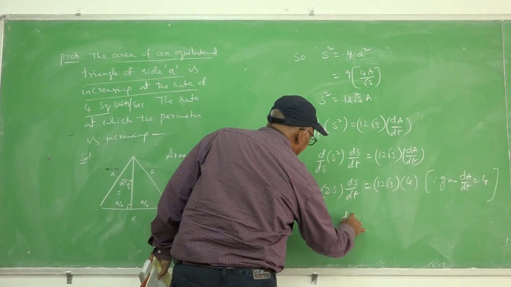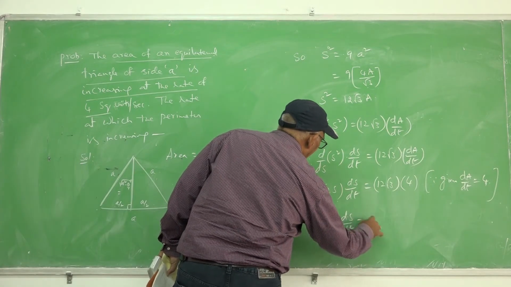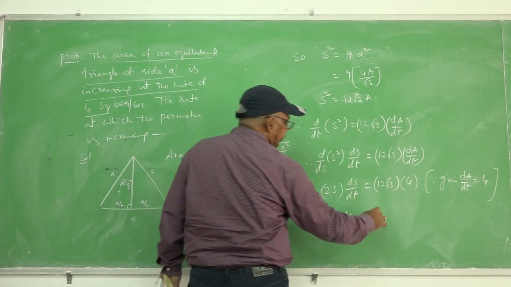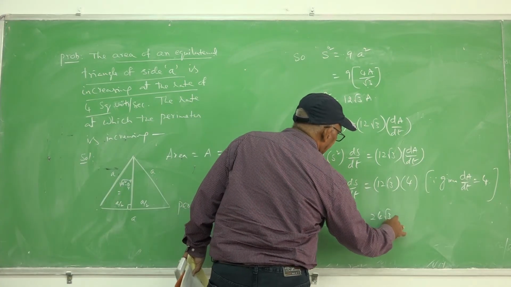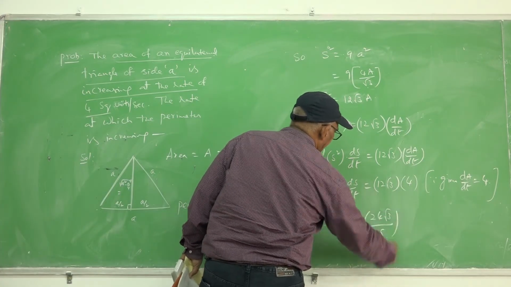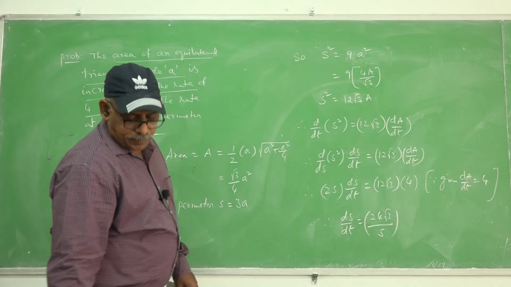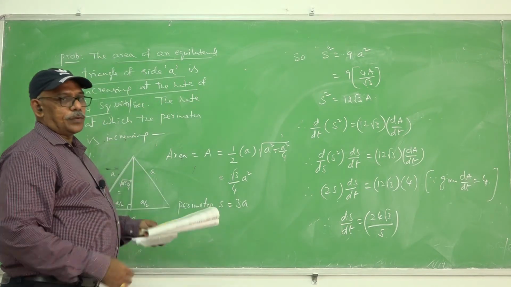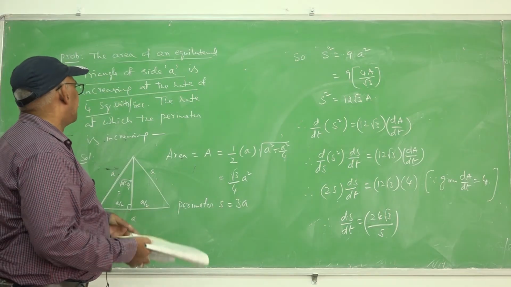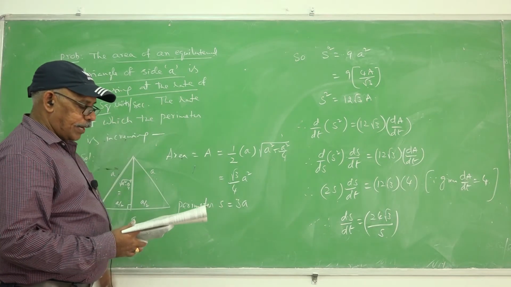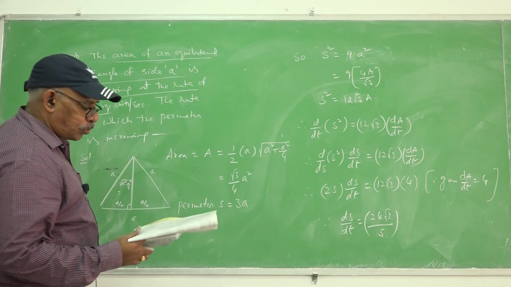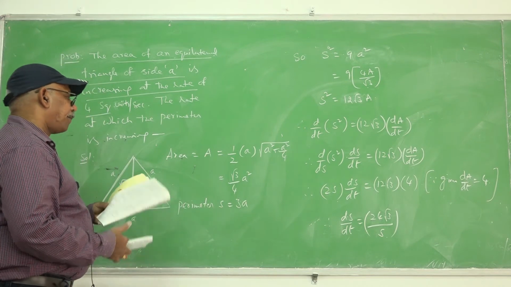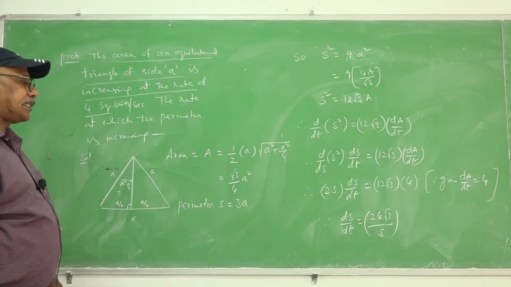So therefore ds by dt is 24 root 3 by S. Here S stands for the perimeter. The rate of change of the perimeter is 24 root 3 by S here.